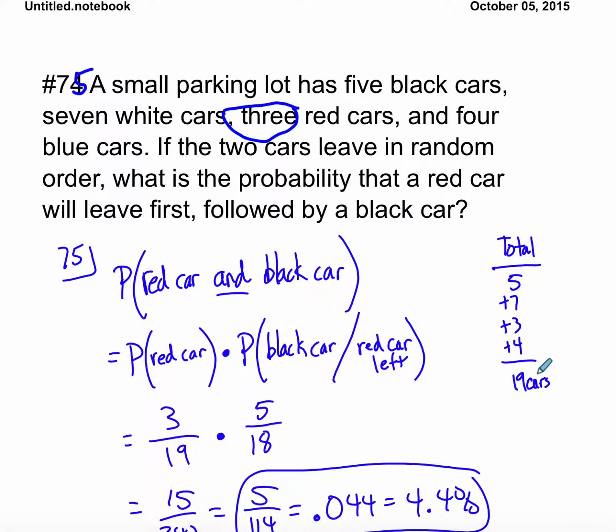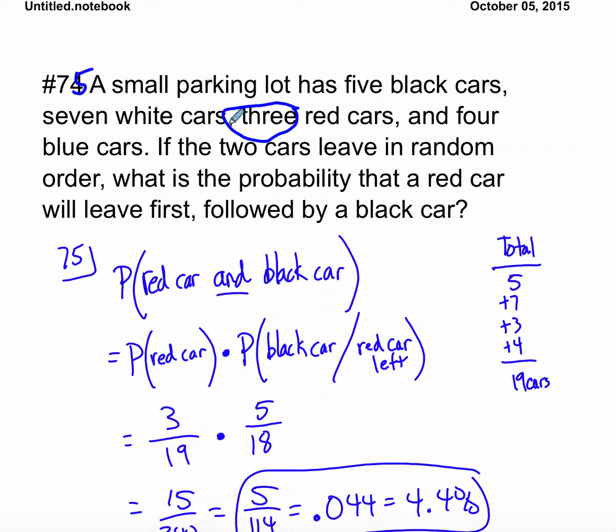I mean, not in the deck, but in the parking lot. So there's 3 that are red out of the 19 cars. Now that car has left, so a red car has actually left. And now we're looking at the probability of a black car, given that a red car has left.